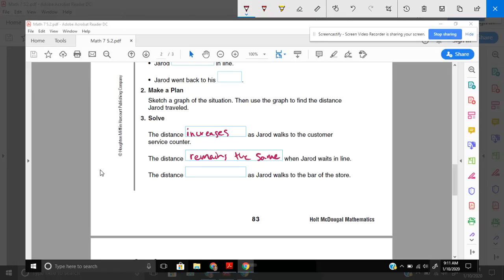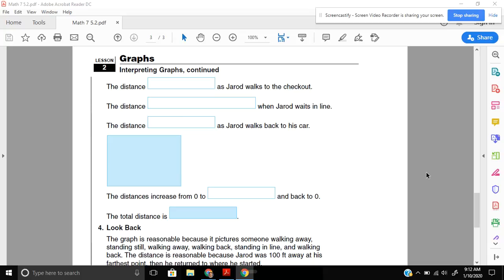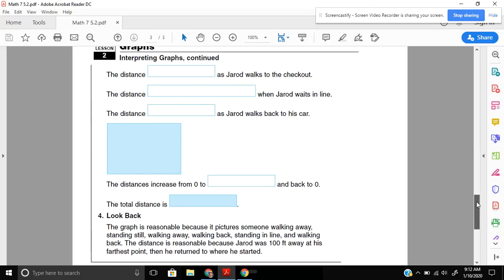And then lastly, the distance blank as Jared walks to the back of the store. That's a misprint on their part. I should say back of the store. That increases as he walks to the back of the store. He's putting more miles on. Okay, well, let's go to the next page. Sorry, I have to keep Xing out of here to get to the other pages.